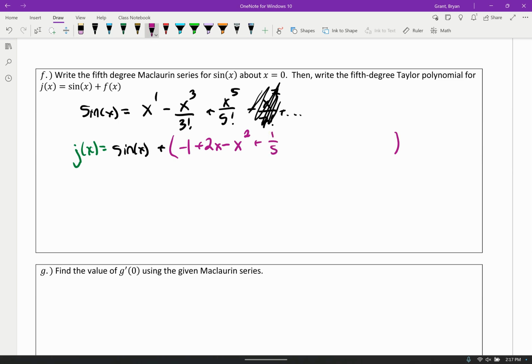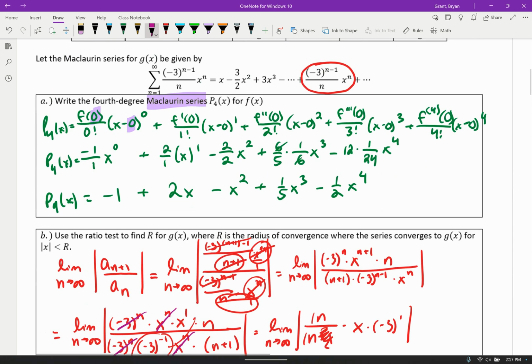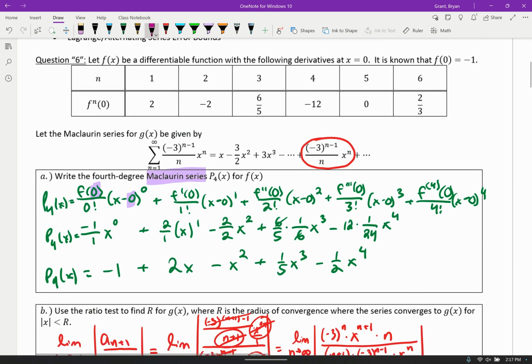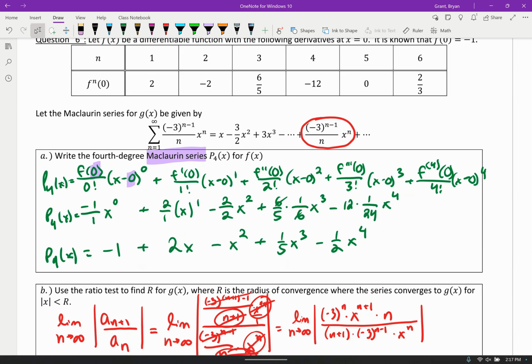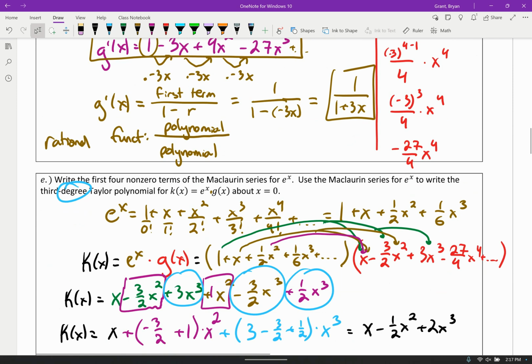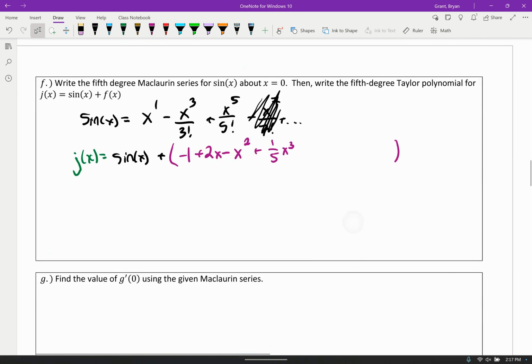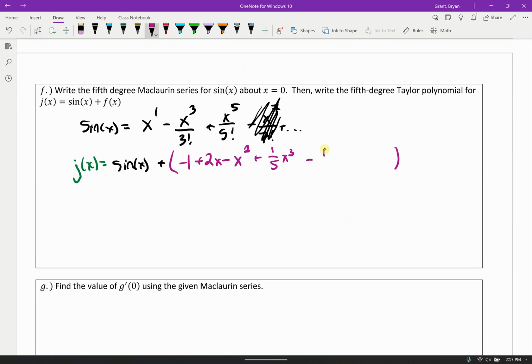1/5 x cubed, and then I said that and then had to flip back anyways. Yeah, it's not 1/5 x, it's 1/5 x cubed, 1/2 x to the 4th. There we go, that's what I was missing. So we do need one more term here, but that's easy, right? We know how to build terms at this point. It's the 5th derivative at 0 over 5 factorial times x minus 0 to the 5th.